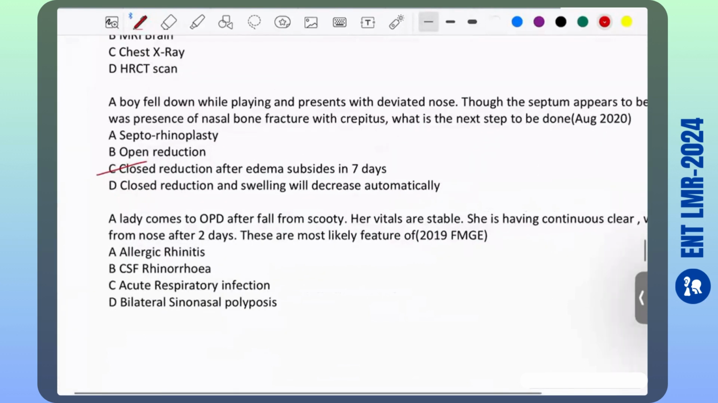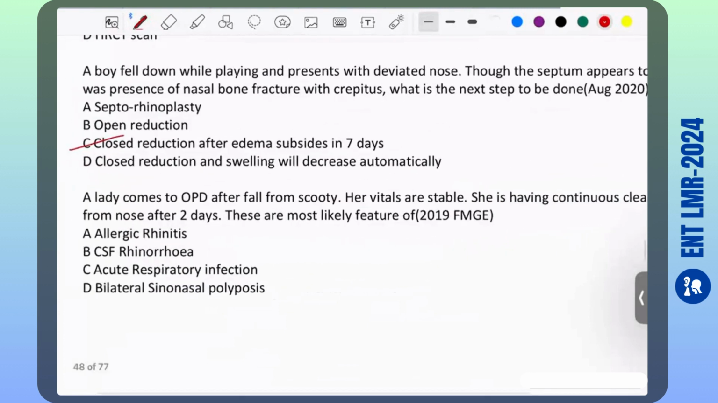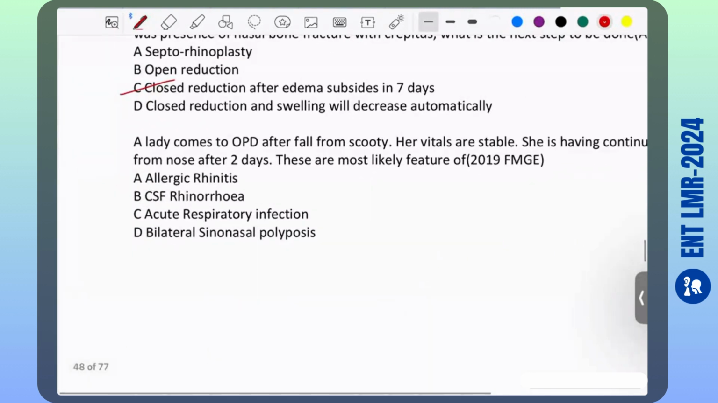A lady comes to OPD after a road traffic accident. Her vitals are stable. She has continuous clear watery discharge from the nose. Most likely feature is CSF rhinorrhea. Clear watery discharge from the nose is CSF rhinorrhea. These are the questions they asked in previous exams.